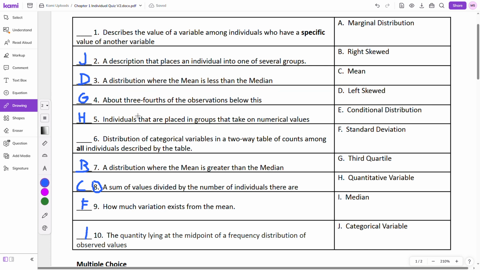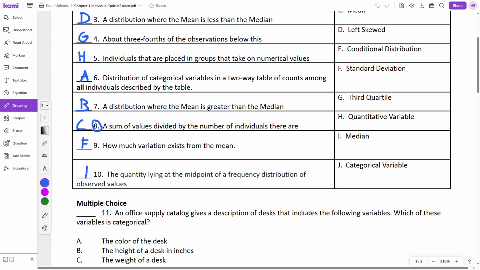Distribution of categorical variables in a two-way table of counts among all individuals described in the table. So all tells you totals, and totals mean marginal. So that has to be A. And then specific ones are the conditional ones. So that would be E. And that's how it is. There you go. Have fun.